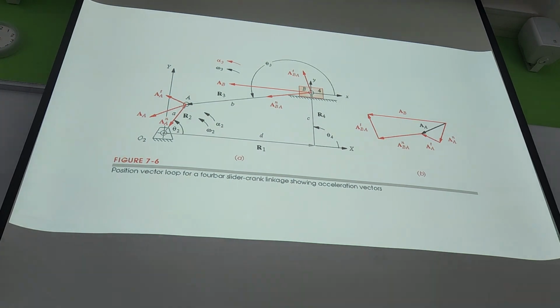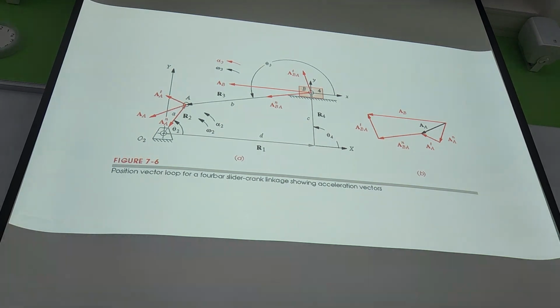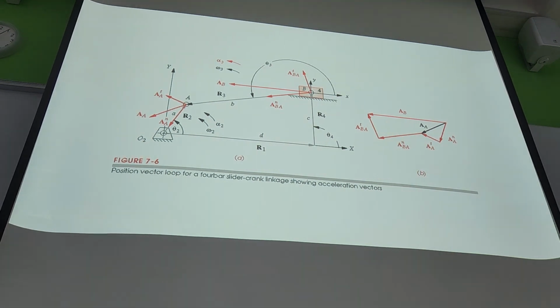Okay, acceleration of B direction line and BA tangent line both intersect at a point, and from the intersection you will be able to measure. Now this will be the magnitude of acceleration of B, and from here to here will be the magnitude of BA tangent. Is that clear, or any questions?